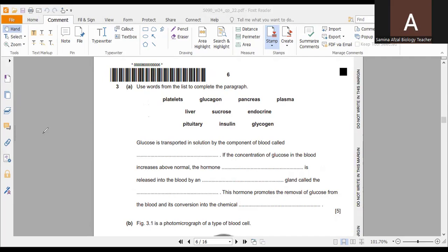Glucose is transported in solution by the component of blood called, the liquid portion of the blood, the plasma. The movement of the blood takes place with the help of plasma, because plasma has cells inside: white blood cells and red blood cells. Blood is a tissue. So when glucose is transported in the form of solution, it means plasma is the liquid portion of the blood. So we will write over here plasma.